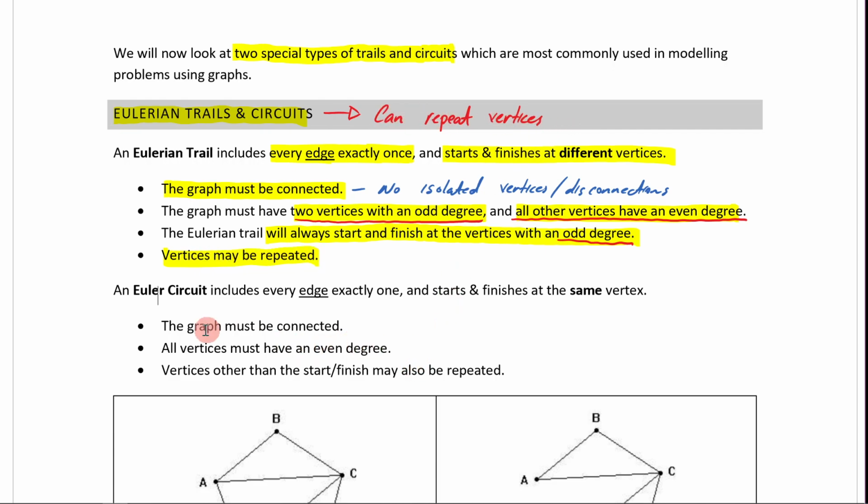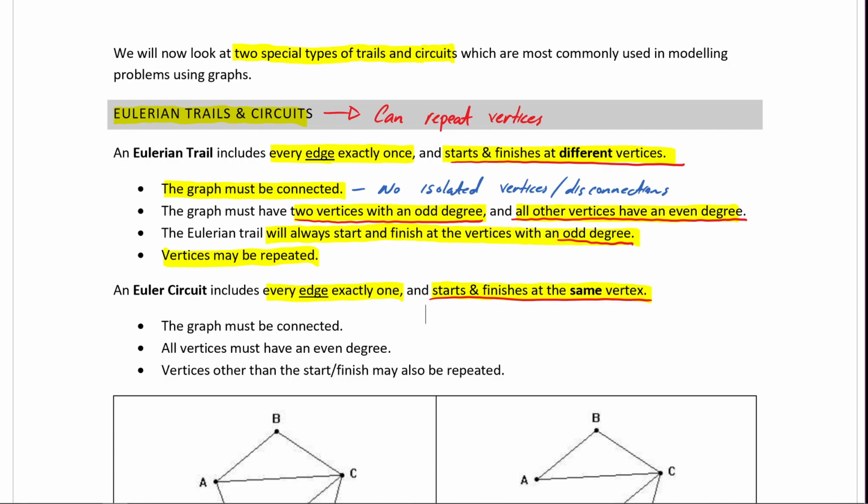Now, we also need to consider something called an Euler circuit. An Euler circuit includes every edge exactly once and starts and finishes at the same vertex. So already you can probably tell what the difference is, just on the face of it, between an Eulerian trail and an Euler circuit. One starts and finishes at different places, and the other starts and finishes at the same place.